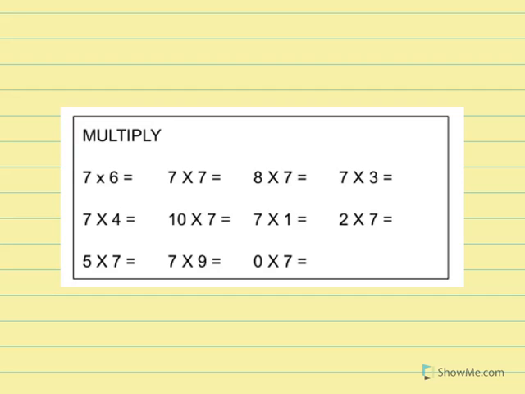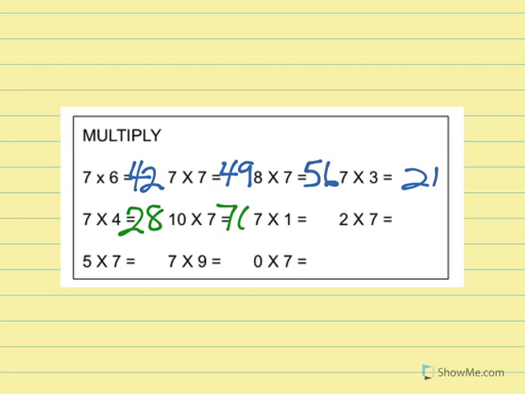All right, if you don't have these by now, you best be making yourself some flashcards because you need to know them. 7 times 6 is 42. 7 times 7 is 49. 8 times 7 is 56. 7 times 3 is 21. 7 times 4 is 28. 10 times 7 is 70.